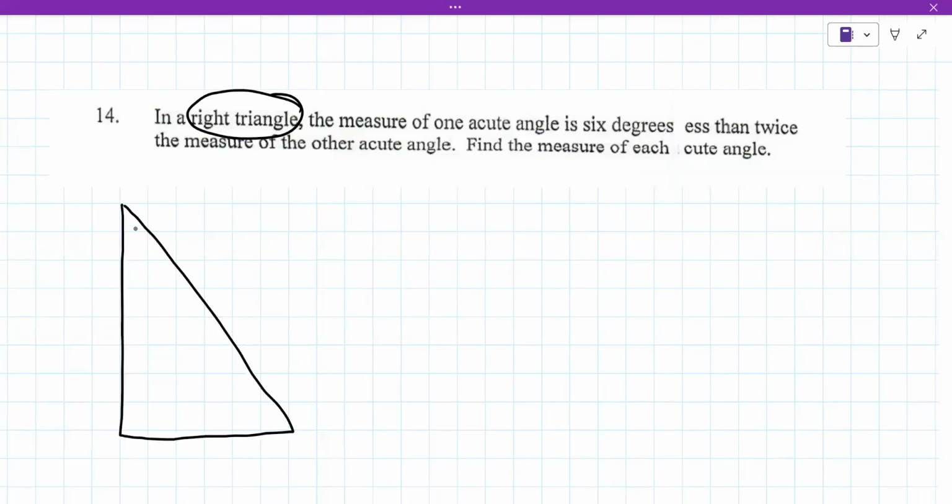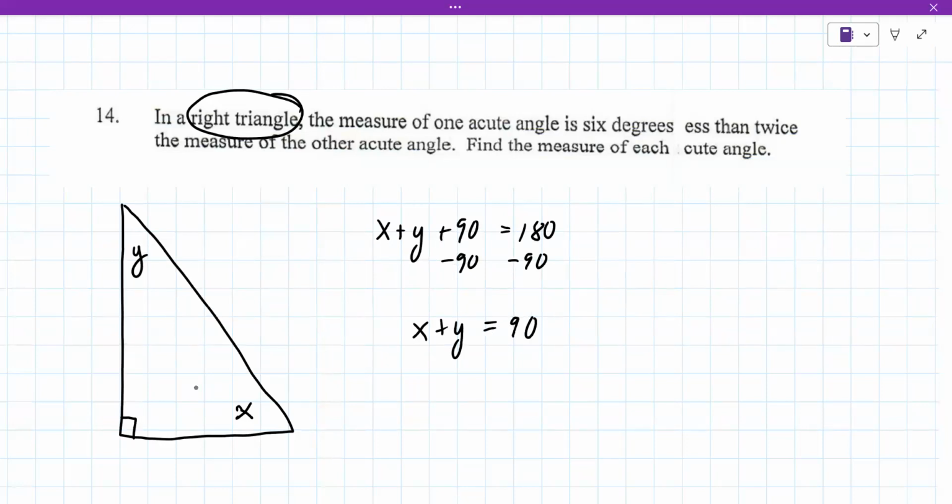So here's a triangle with 90 degrees. They're talking about X and Y being the other two angles, okay? Now all three angles, what do they add up to in a triangle? 180. So you could write X plus Y plus 90 equals 180. But then when you subtract 90 from both sides, X plus Y equals 90.